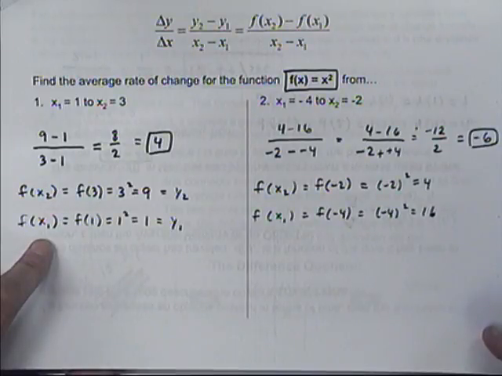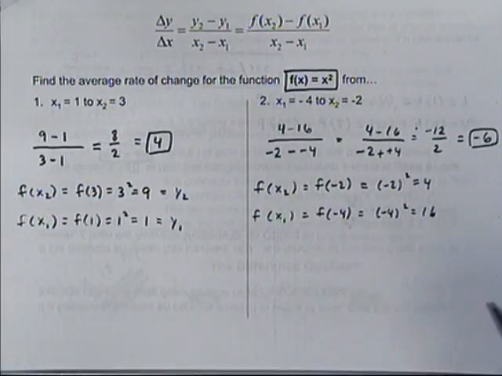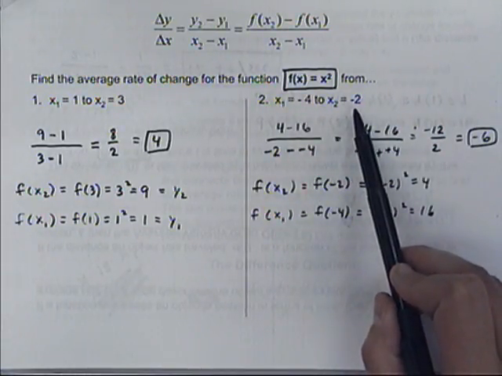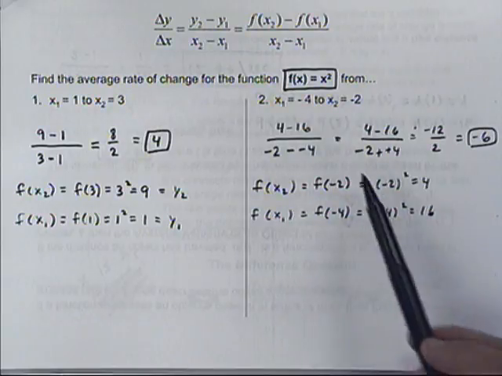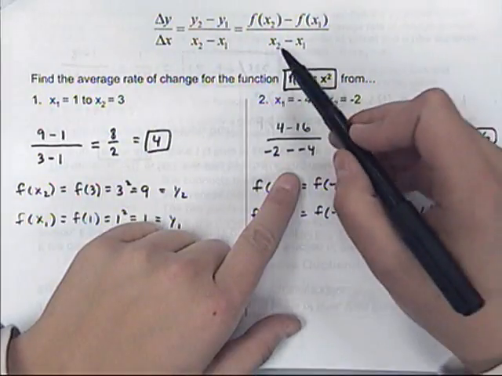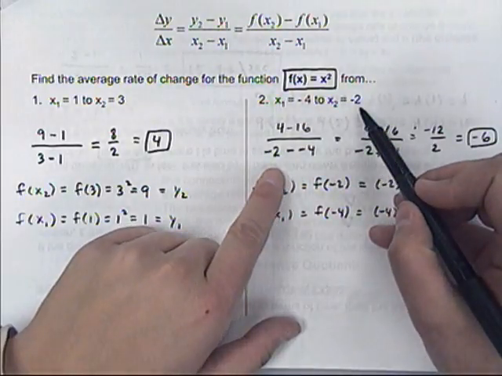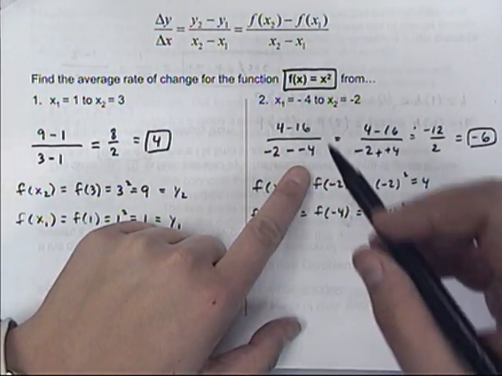Same kind of thing. Example number 2, we're going to pick 2 different points on this curve. So if we have the position where x is negative 4 and the position where x is negative 2, we can find our slope. Again, this is the bottom of the slope, x sub 2 minus x sub 1. So that would be negative 2 minus negative 4.